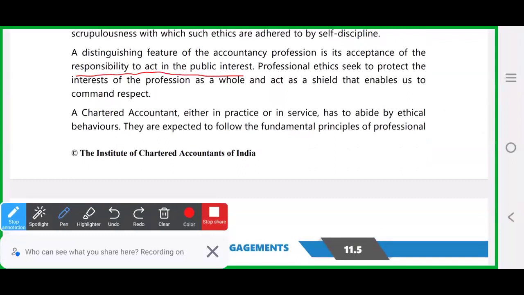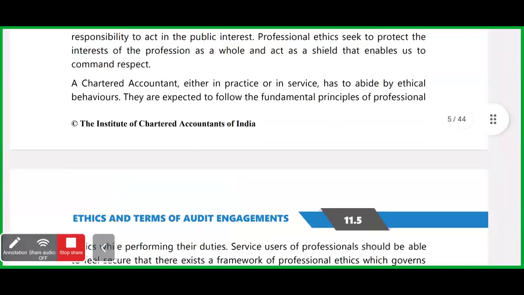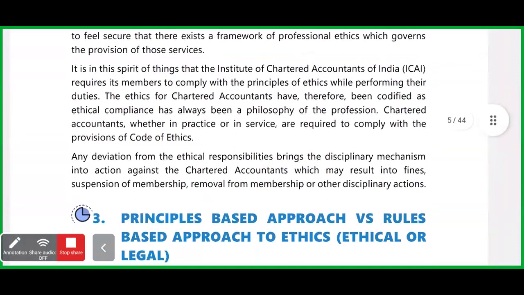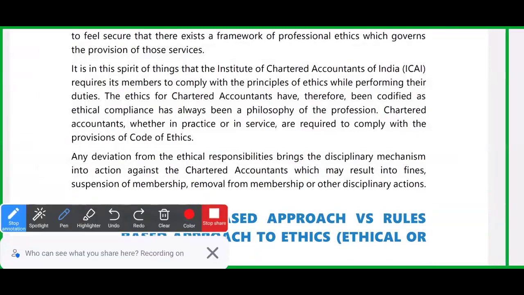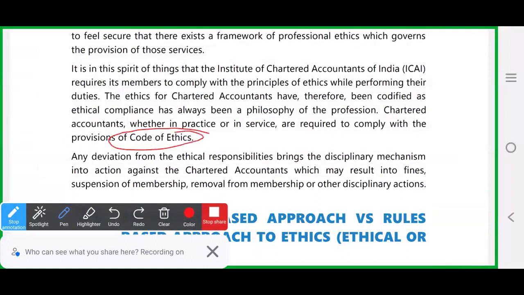Apart from this, a chartered accountant who is in practice or in service has to maintain ethical behavior. So there is a code of conduct which has to be followed and maintained by chartered accountants also, and that is made by the CA fraternity, the Institute, as the code of ethics.